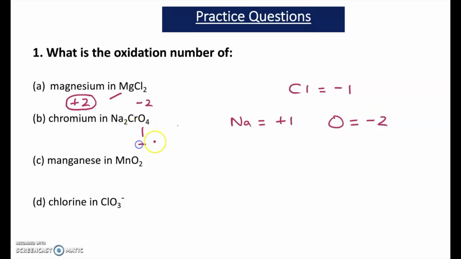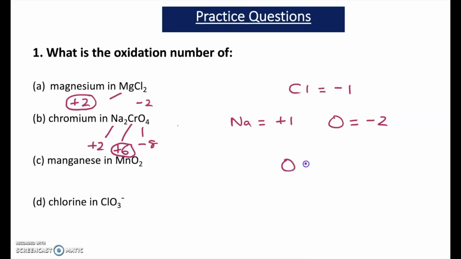Now for the next one, you're asked to find the oxidation number of chromium in Na2CrO4. So oxygen's -2, sodium's +1. So 4 oxygens have a total oxidation number of -8. Sodium is +1, so 2 sodiums are +2. So therefore the chromium must be +6 if the sum of the oxidation numbers is going to be equal to 0. 1 mark for that.